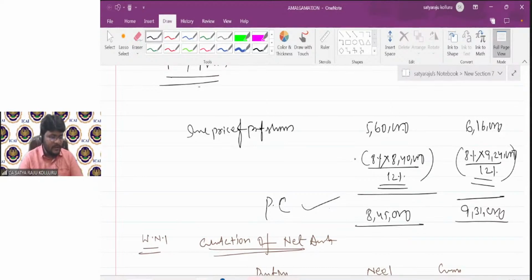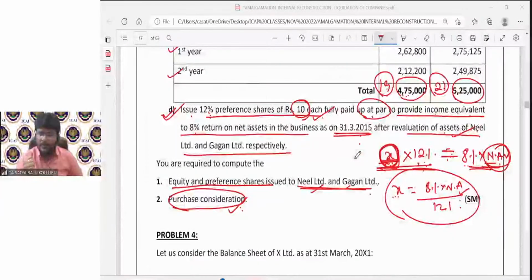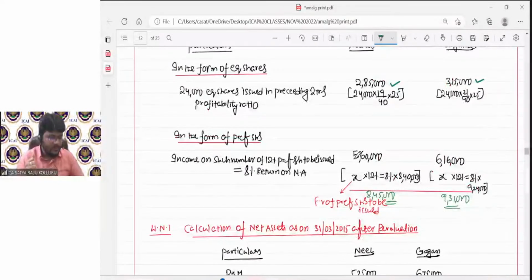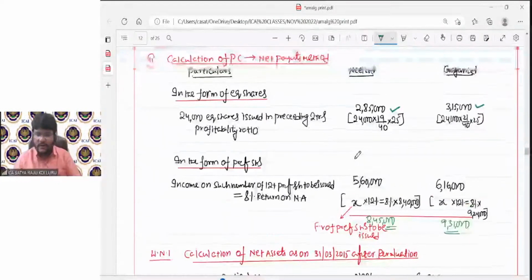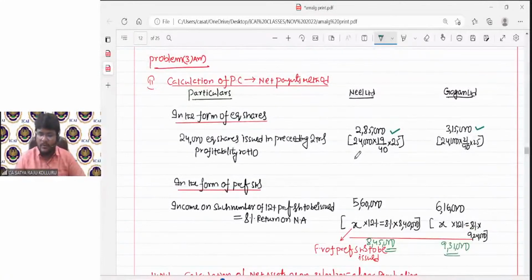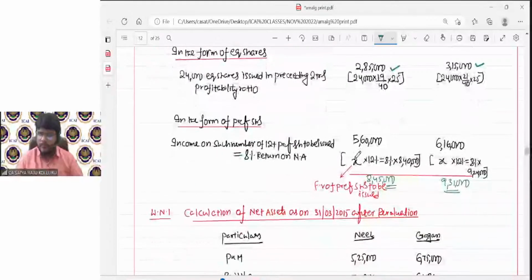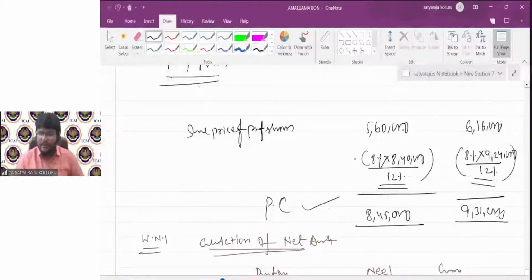Mr. Jai Kumar is telling a different PC. Guys, please all of you let me know whether my final answers are correct or wrong. Is the calculation correct? Please confirm at least one student, then I can go to the other problem. You can consider this my original notes. Correct, right? 8,45,000, 9,31,000. That's correct, right? Fine. So many of our friends are telling the same answer.